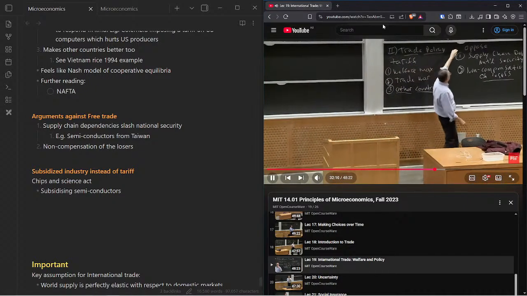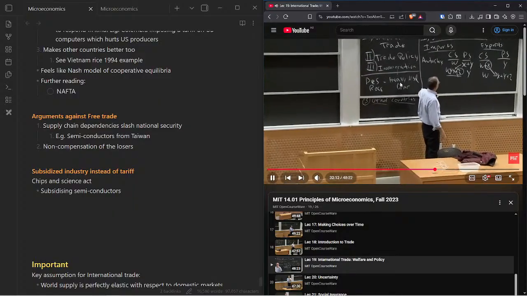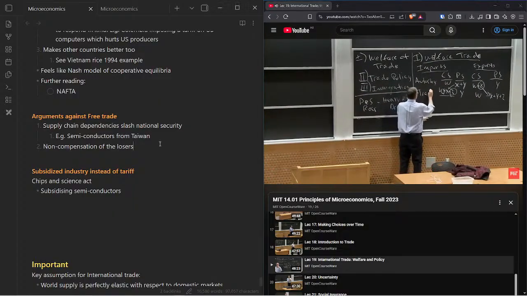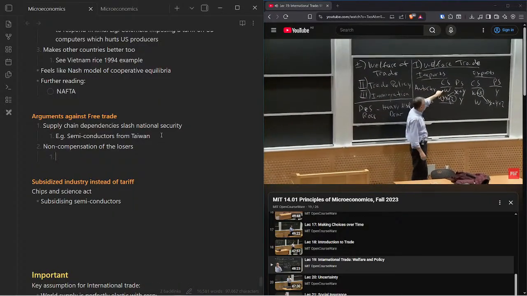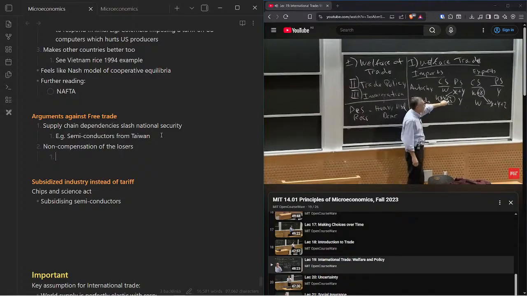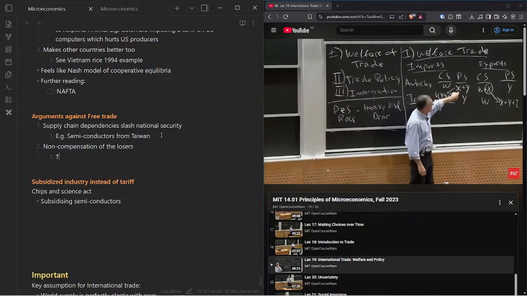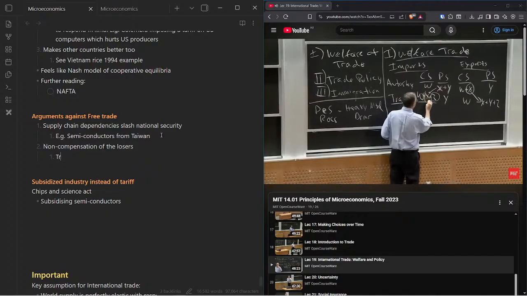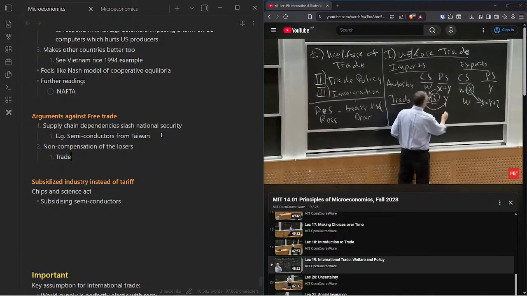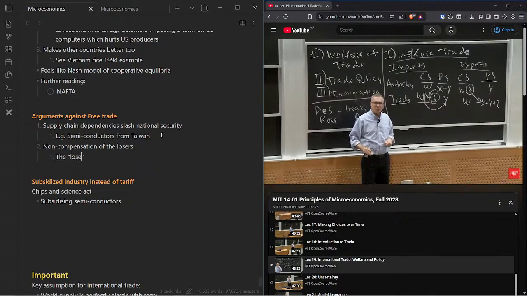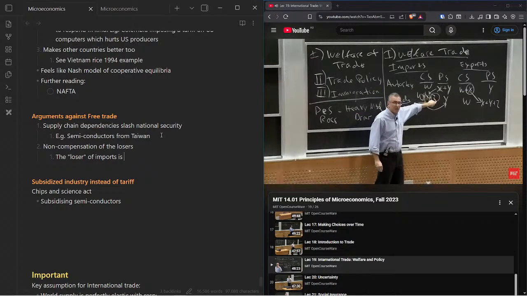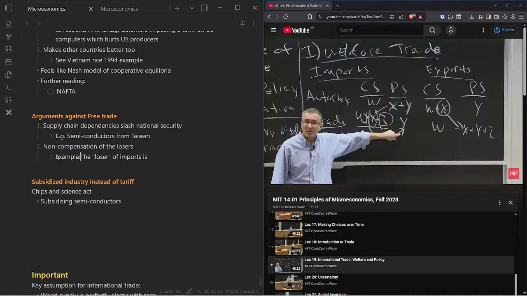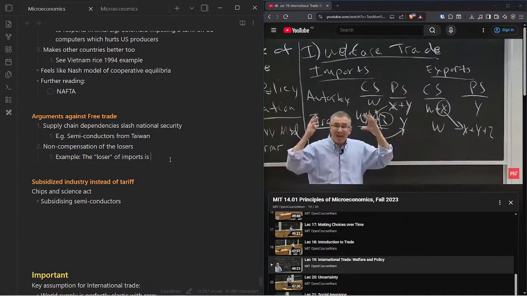Let's go up to here. Imagine that we move to trade. Remember, trade took consumer surplus from W to W plus X plus Z, and producer surplus from X plus Y to Y. What if we took the X from consumers and moved it over to producers? Then consumers are better off, they still have W plus Z. Producers are no worse off, they're the same as they were before. So we can make everybody better off.